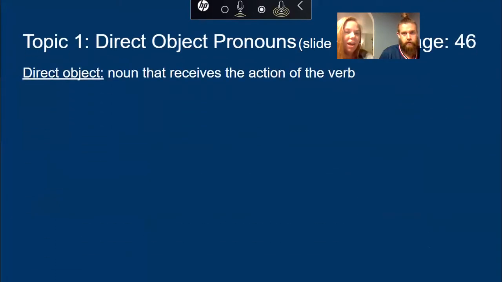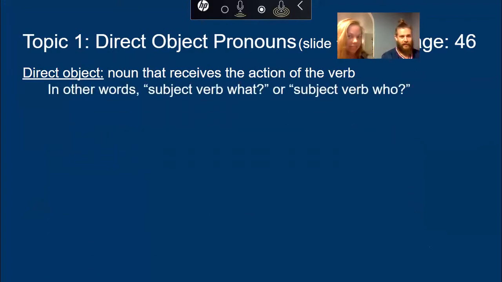So first, what a direct object is. So read that for us, Gage. Noun that receives the action of the verb. What does that mean? It's like a catcher catching a ball. In other words, subject verb what? Or subject verb who?